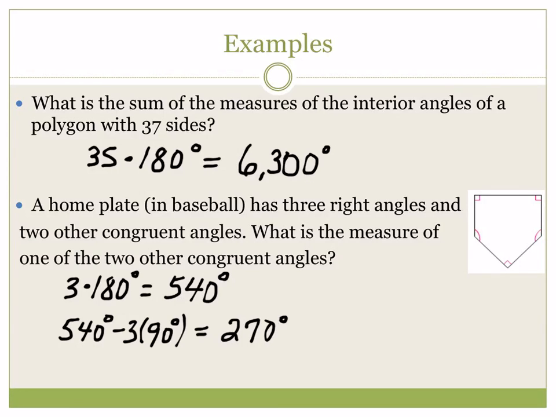Awesome. So then what would I need to do with the 270 to find the angles that I'm wanting? I would need to divide by 2 because they're congruent. It told us that. So what is 270 divided by 2? 135 degrees. It's a physical object. You've probably all seen one at some point. It's 135 degrees in those 2 angle measurements.